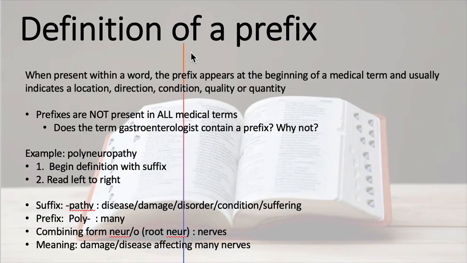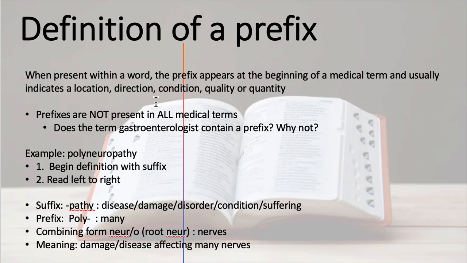So to begin, we'll start with the definition of a prefix. So when present in a word, the prefix will appear at the beginning, and it usually indicates location, direction, condition, quality, quantity. Now notice that I said when present within a word. The key is that not all medical terms will have a prefix.